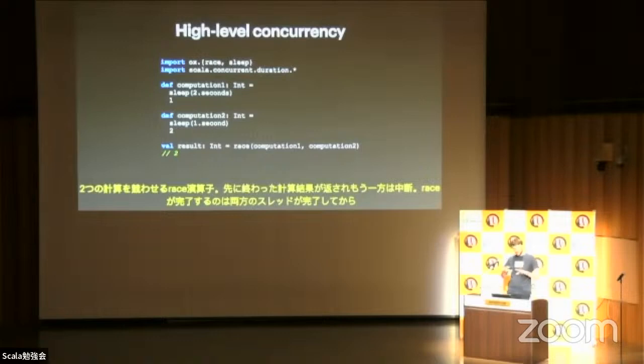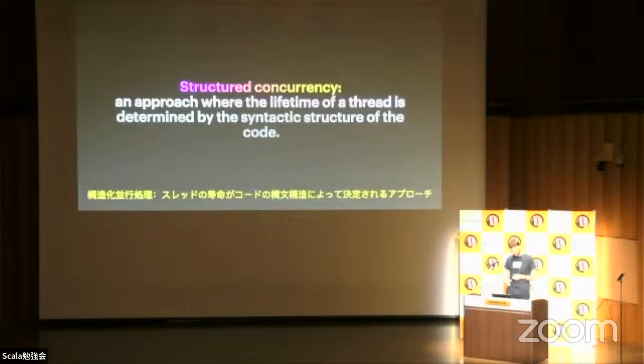However, there's a couple more of such high-level concurrency operators. However, they are not always enough. So when this built-in concurrency is not enough, we also have something called structured concurrency. So structured concurrency is an approach where the lifetime of the threads you create is determined by the syntactic structure of the code. So the idea here is that just by looking at the syntax, at the text of your method, you can understand how long these threads will actually live and when they will terminate.